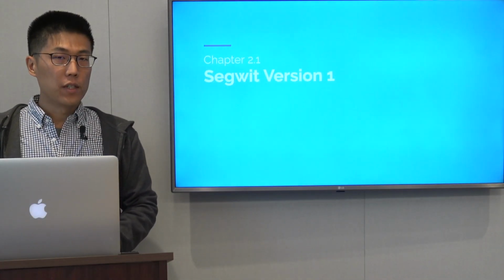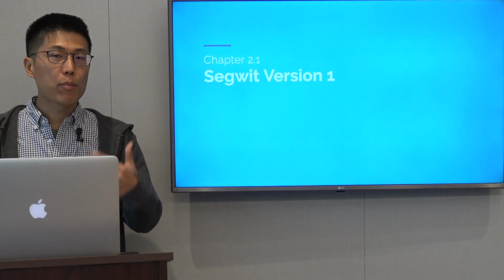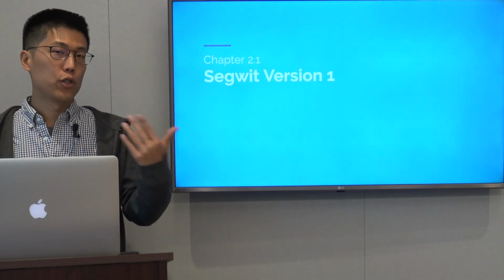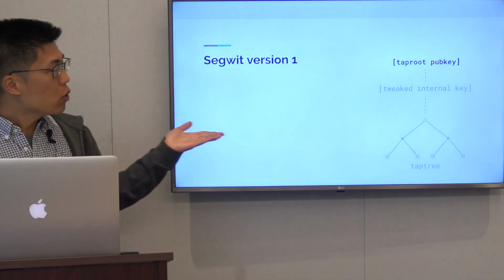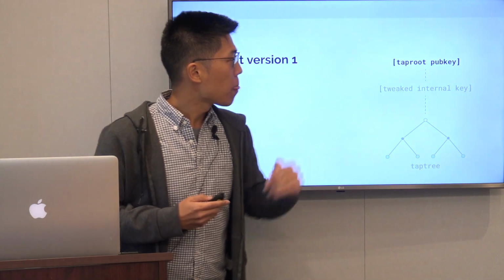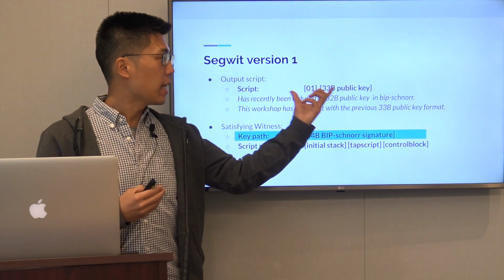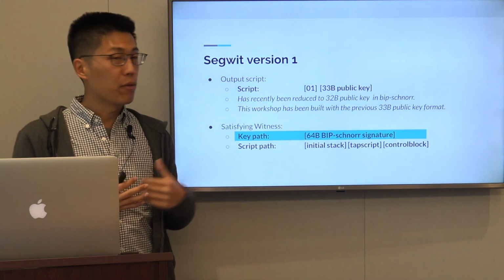So in the first part of this chapter series, I'd like to talk about how we encode a Taproot public key into a Bitcoin output. And this is done with SegWit version 1. SegWit version 1 encodes the Taproot public key. And in essence, it retains the same encoding format that we have from the previous SegWit version.